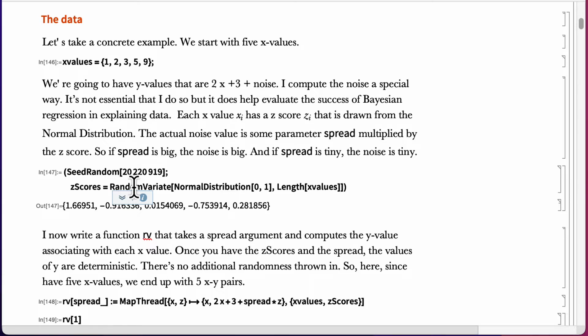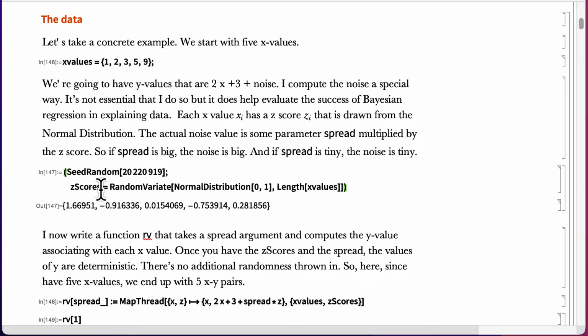Bayesian regression. Imagine that each x value comes with a particular z-score, and that z-score is drawn from the normal distribution, so that the actual noise associated with any point is that z-score multiplied by some constant value, which I'll call spread. So if spread is some high number, then the noise is generally going to be high, unless you have a tiny z-score. And if spread is small, well, then the noise is going to be small, unless, of course, you have a very high z-score.